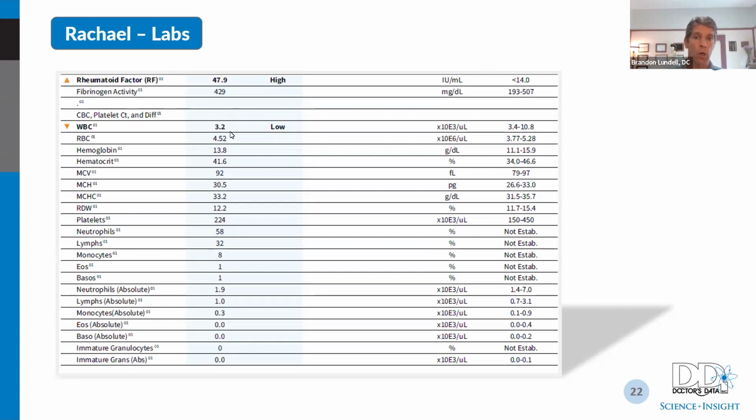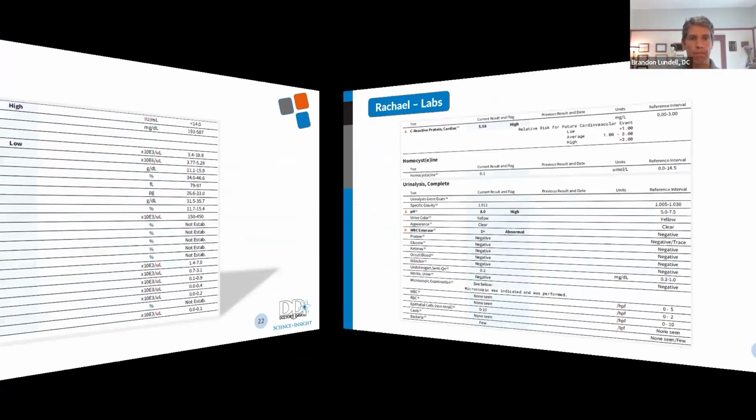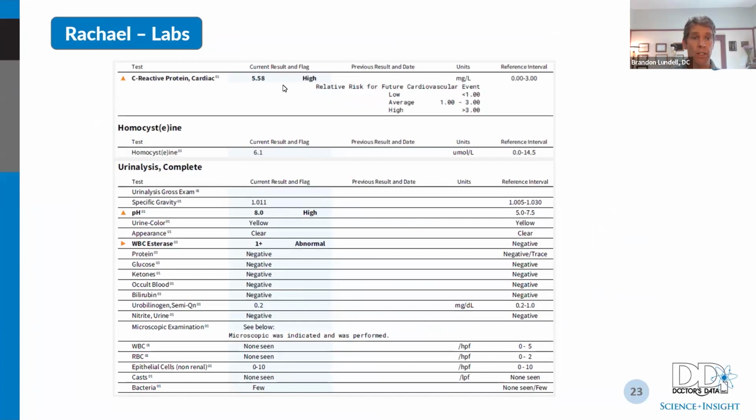And her white blood cells are low, which shows at 38, she shouldn't be having immunosenescence at this point. She's developing immunosenescence too early. Chronic infection may be an issue. A nutritional deficiency may be an issue as well. So her C-reactive protein was 5.58, homocysteine at 6, so not too bad.